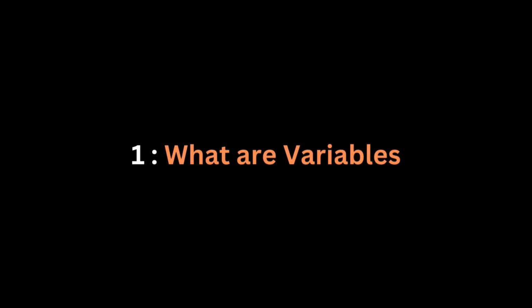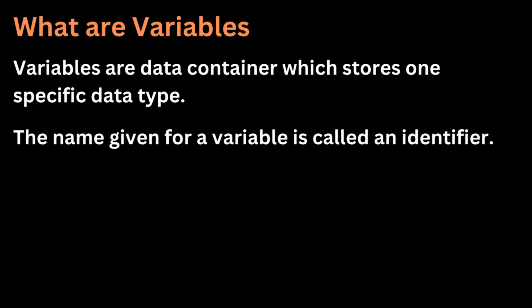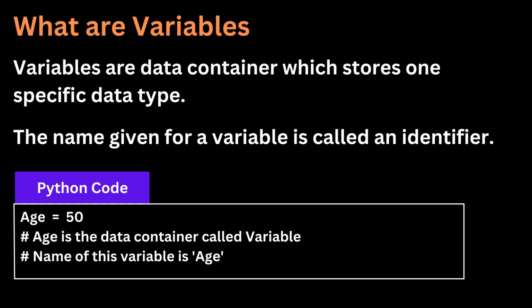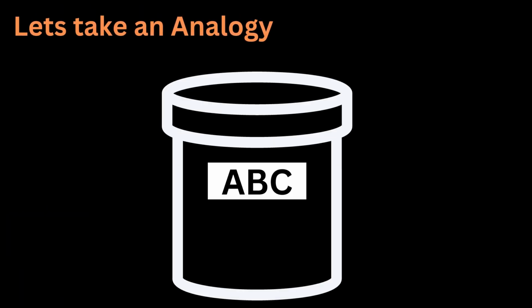What are variables? Variables are data containers which store one specific data type. The name given for a variable is also called an identifier. Let's take an analogy. I have a container and I gave it a name, ABC.